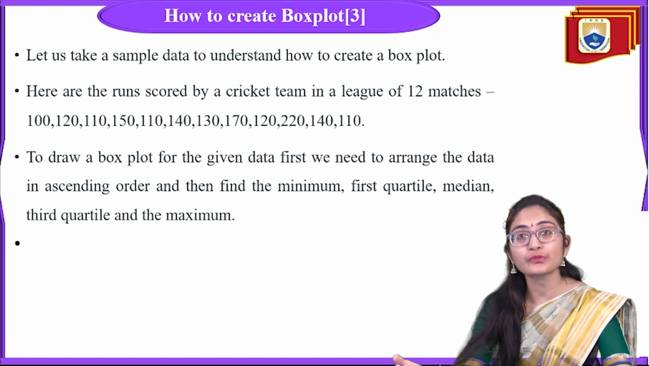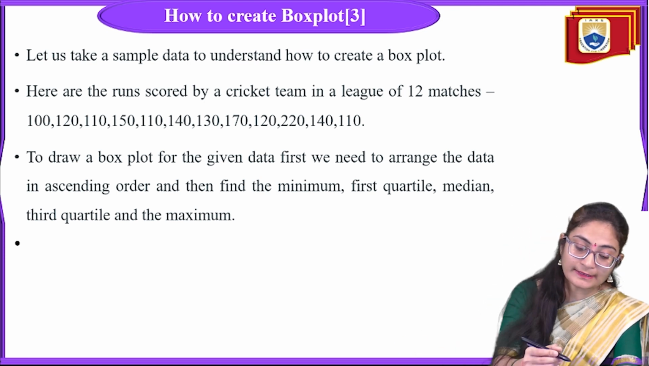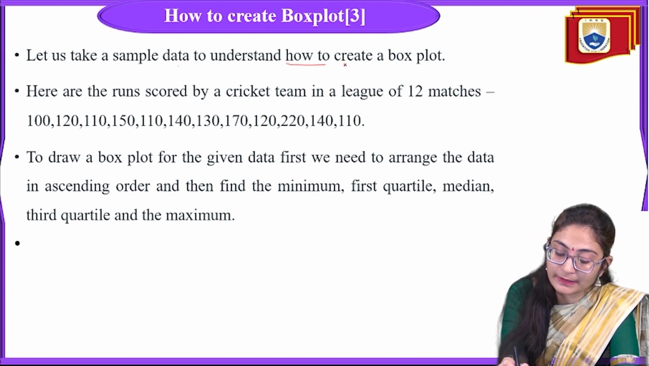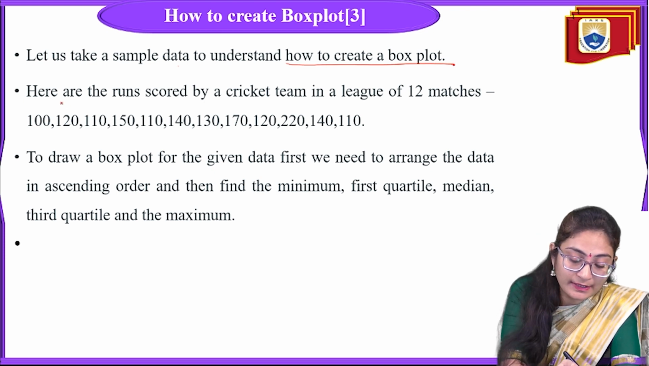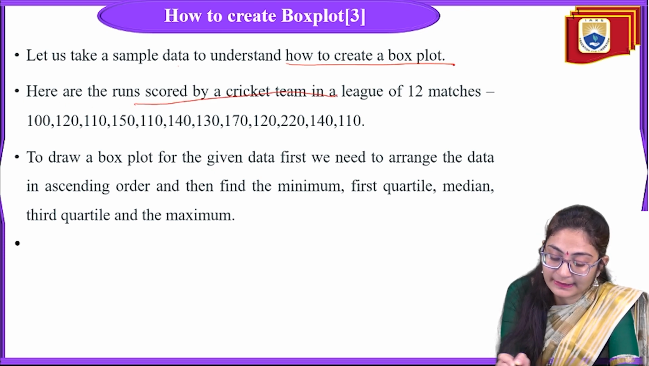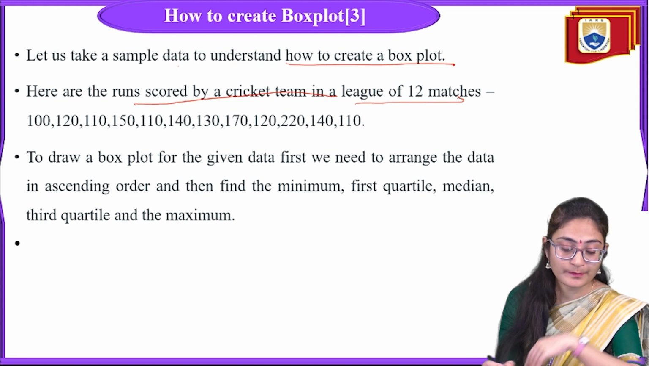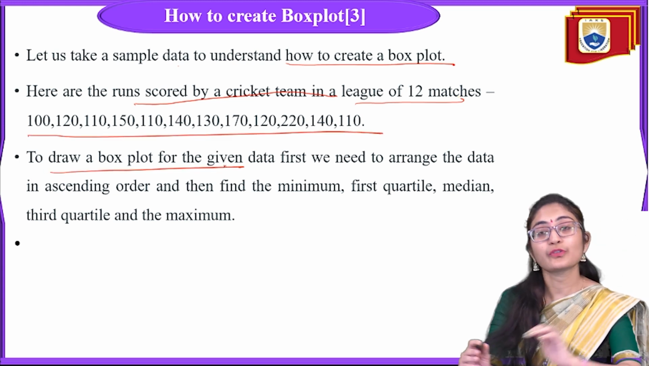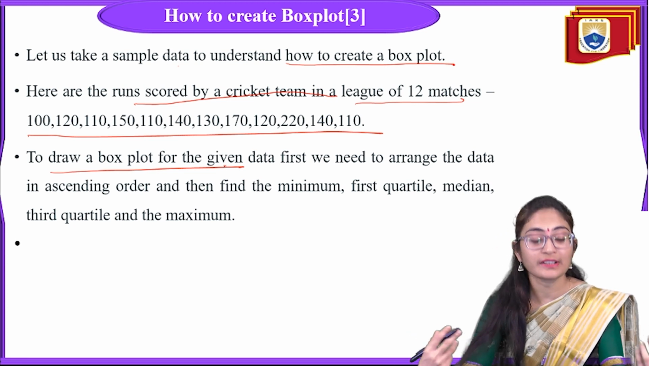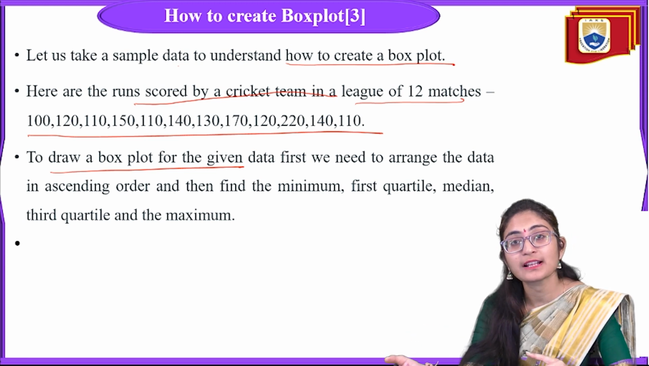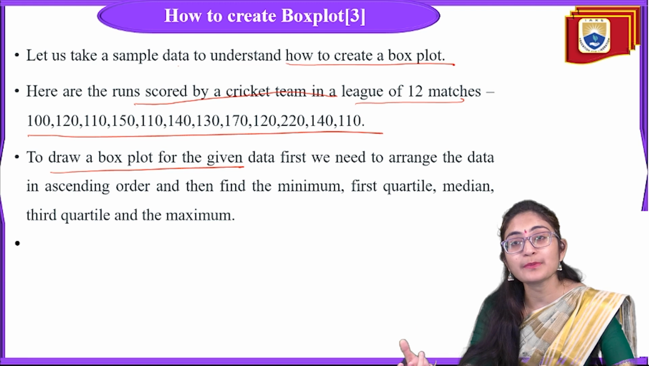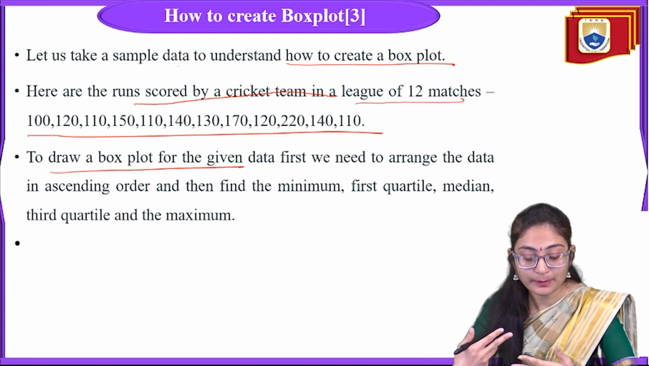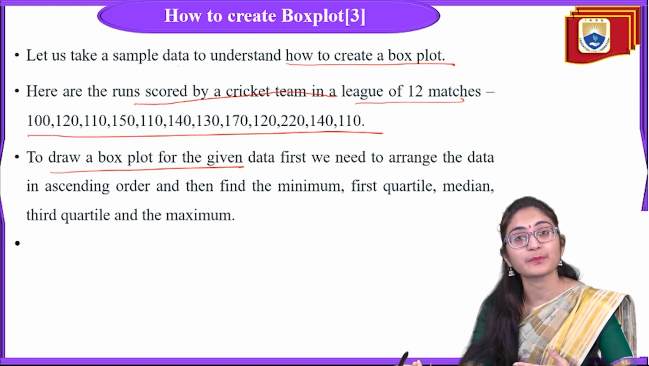Now how do we create the box plot? Let's take sample data to understand how to create the box plot. Here are some runs scored by a cricket team in a league of 12 matches, and these are the values. To draw the box plot for the given data, first we need to arrange the data in ascending order. Then we will find the minimum value, first quartile, median, third quartile and the maximum value.